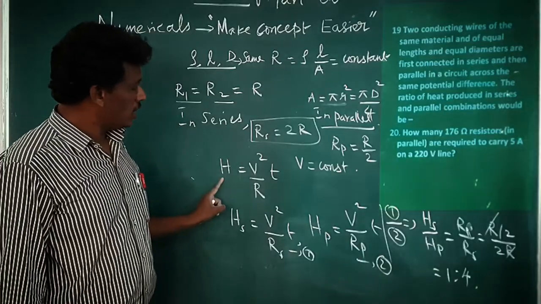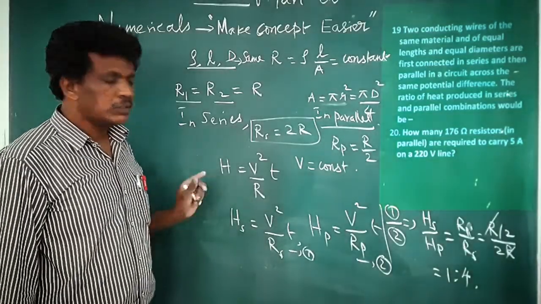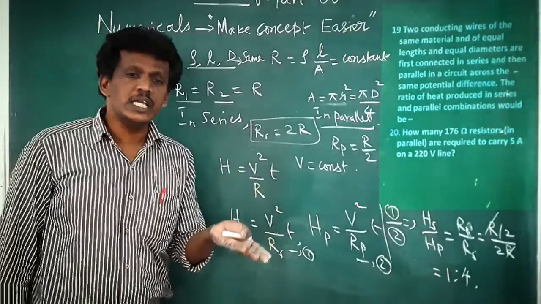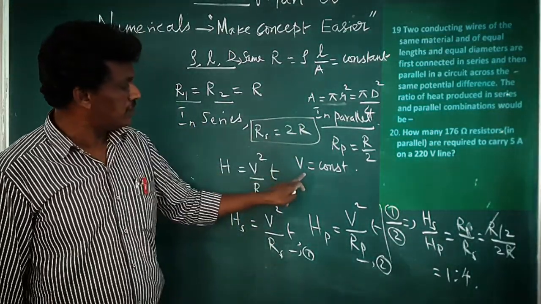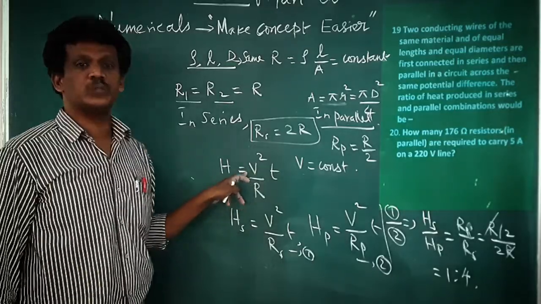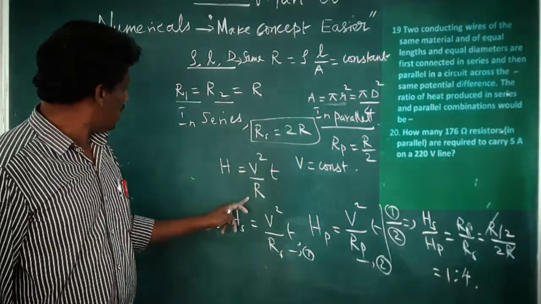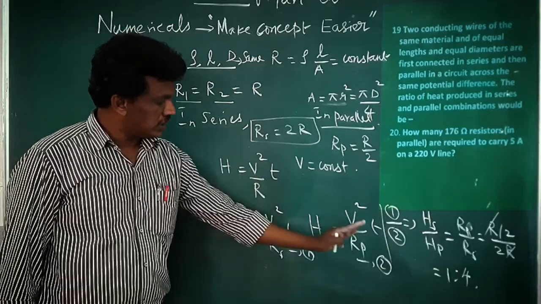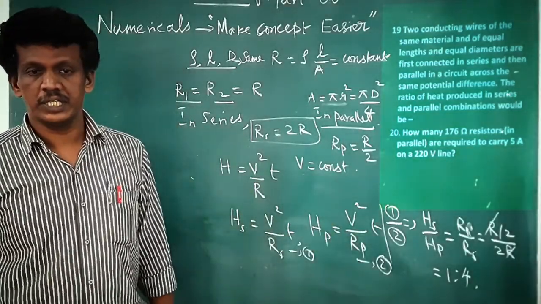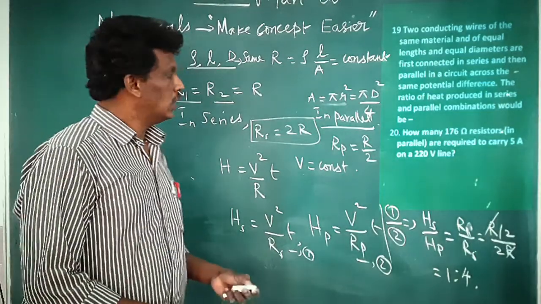So let us go for heat generated. What is the formula? I squared R, because I is the current. Here nothing is about current. So we know that potential difference is constant. That's why in terms of V you select the formula: V squared by R into T. V and T constant, only R is changing. So the answer is that. Is it clear now? Okay.